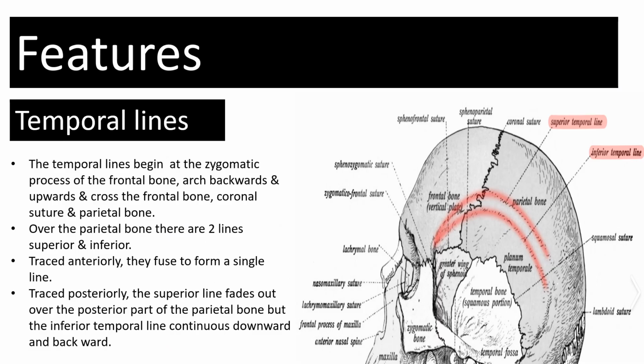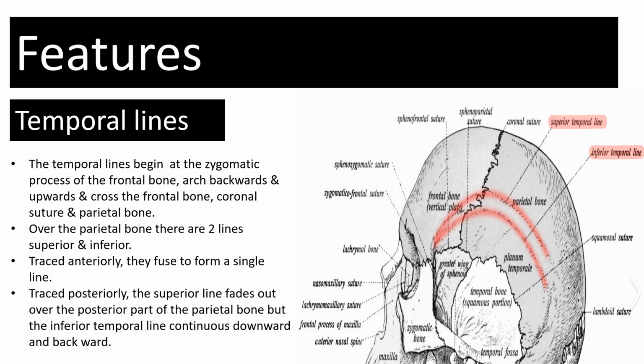Now we will talk about some of the features that we can see when we see the skull from the lateral side. First of all, the name of the first feature is temporal lines. The temporal lines begin at the zygomatic process of the frontal bone. First of all, you should know from where the temporal lines begin. The name of the bone is the frontal bone, and which process of the frontal bone? That is the zygomatic process.